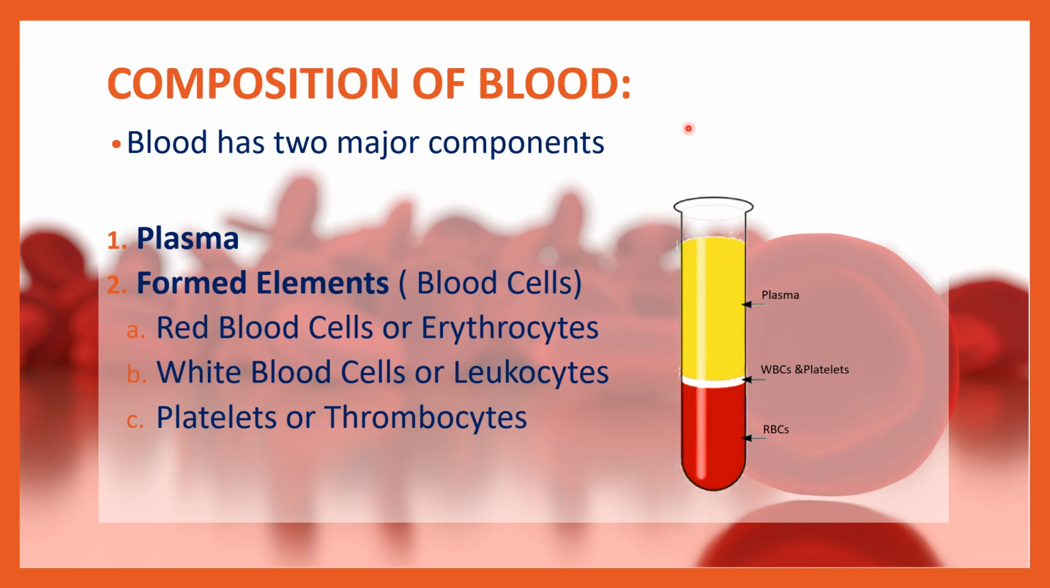Composition of blood. Blood has two major components. First one is plasma and second one is blood cells, or we can say formed elements. In that, first one is RBC, red blood cells or erythrocytes. Second one is WBCs or leukocytes. Third one is platelets or thrombocytes. You can see plasma and formed elements or blood cells.